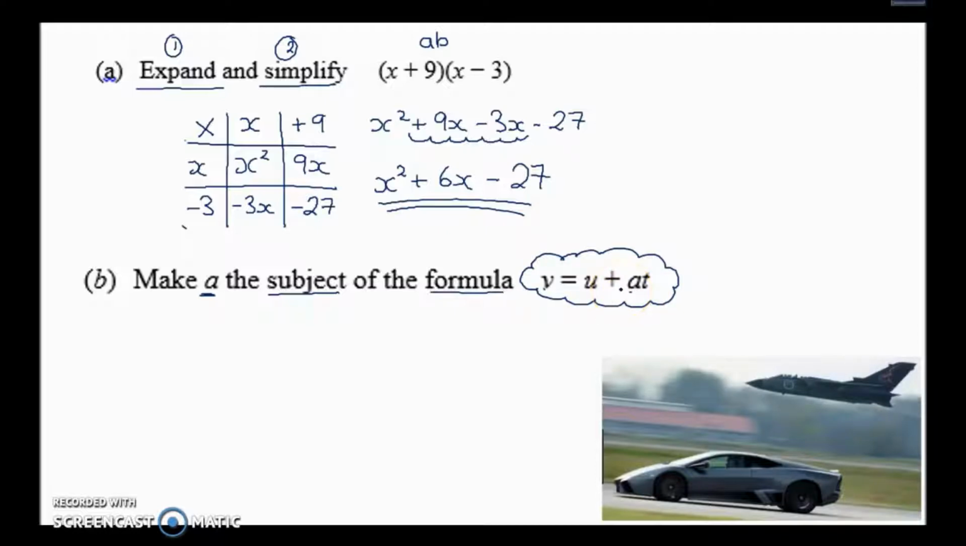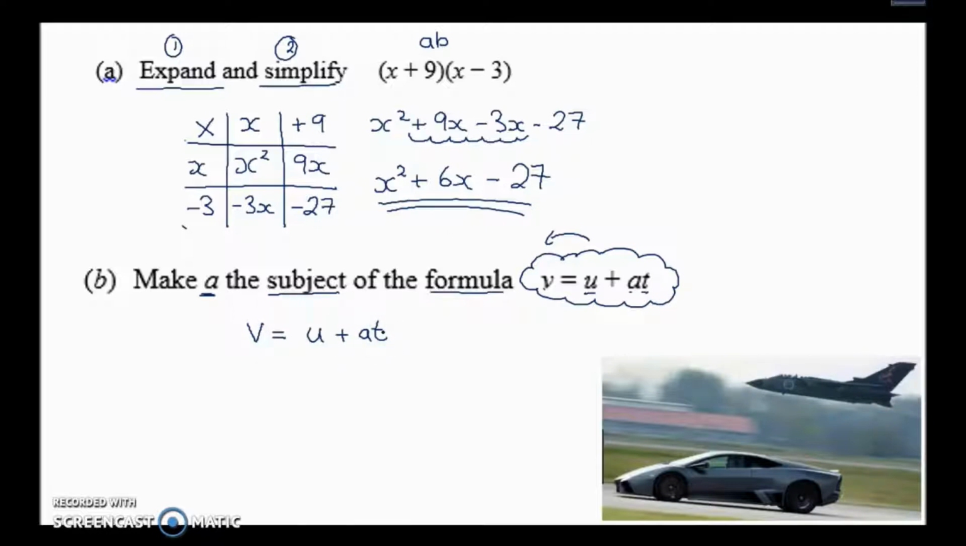We need A equals. And to do that, we need to move the U and the T. We're going to move them to the other side of the equation, and we'll leave A on its own. Then it will be the subject. It will be the center of attention, if you like. So how do we move things across the equation? So let's try and see if we can find an easy, quick way to do this. So V equals U plus A times T.